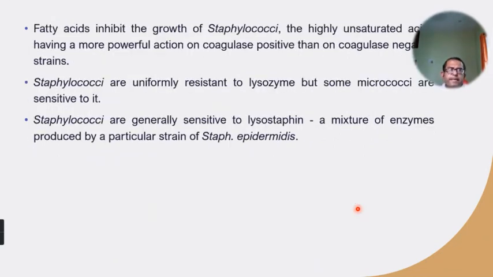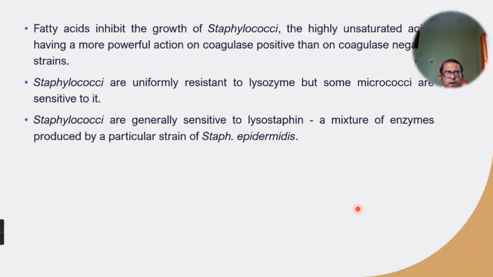This bacteria can be easily inhibited by the presence of fatty acids. Here, fatty acid inhibits the growth of Staphylococcus, and highly saturated fatty acids have a powerful action on coagulase positive rather than coagulase negative strains. So highly saturated fatty acids can easily kill Staphylococcus aureus species.